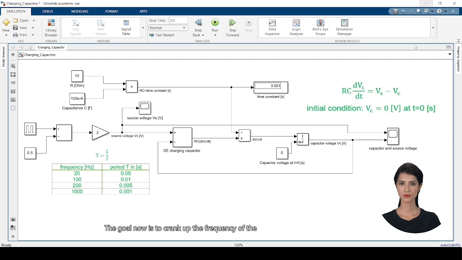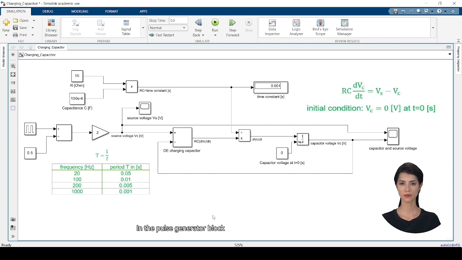The goal now is to crank up the frequency of the square wave voltage and see how the capacitor reacts. As we increase the frequency, the period shrinks, and we can calculate it with this formula. For instance, at 20 Hz, the period of the pulse signal is 50 milliseconds. The big question is, what happens to the capacitor's charging and discharging as this period keeps getting shorter?